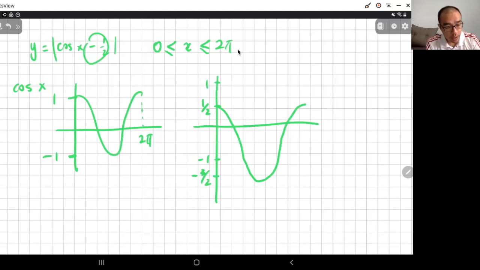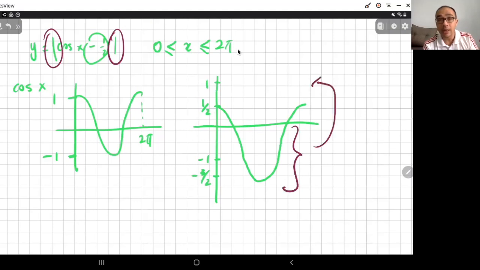Finally, we take into consideration the modulus. The modulus means anything that is down here has to move up. So this whole part down here will go all the way up, and instead of negative 3/2, it will go all the way to 3/2. So you are expecting this kind of shape, like this, and then like that.